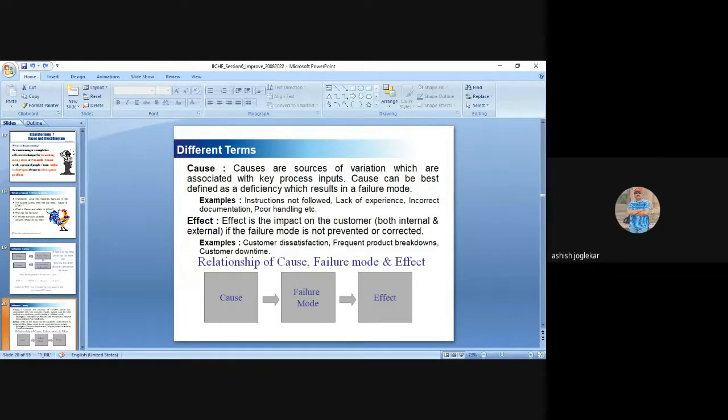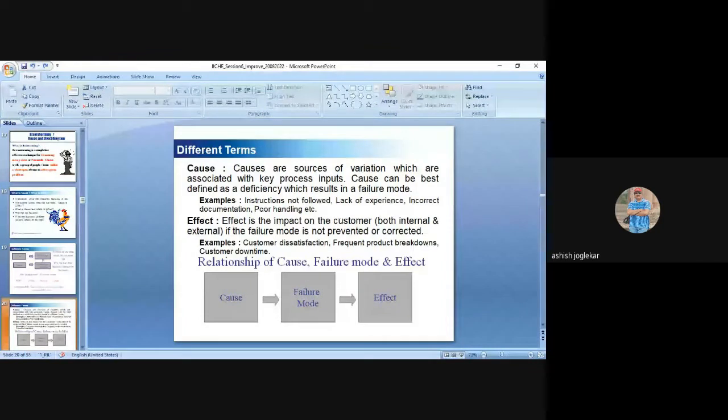The different terms of FMEA: causes. Causes are sources of variation which are associated with key process inputs. Causes can be best defined as a deficiency which results in a failure mode. So a failure mode is due to a cause. Something doesn't fail on its own. There is a cause behind it. We all know, as technical engineers, that with every effect there is a cause. You cannot have an effect without a cause. Effect is the impact of the cause.